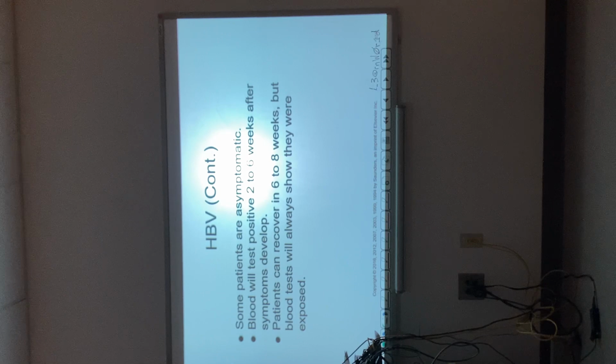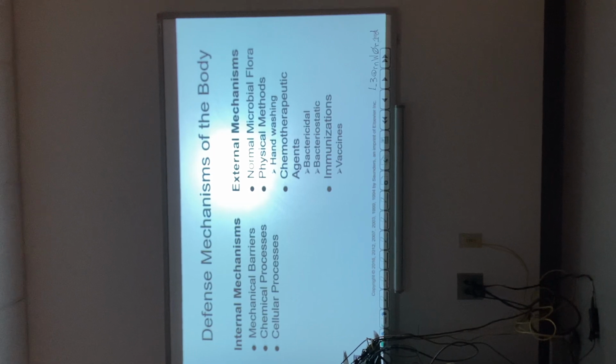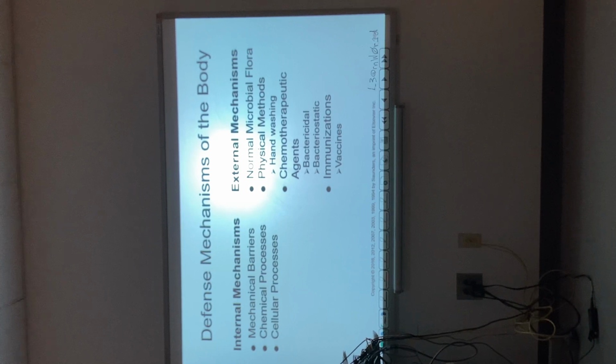Different defense mechanisms of the body. So we have internal and external mechanisms that help to fight off various pathogens and disease processes. Internal mechanisms are shown up here on the side. We've got mechanical barriers, chemical processes, and cellular processes. When we look at external mechanisms, that is going to be your normal immune system built up in your body. Also added immune systems, immunizations through vaccinations.